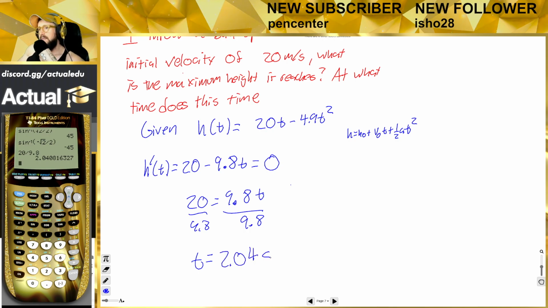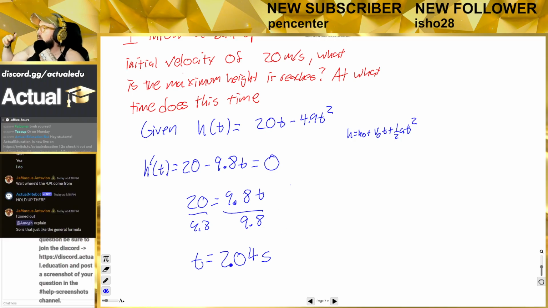Okay. So that's a critical point. All right. Now, how do we figure out whether this critical point is a maximum or a minimum? Let's see.